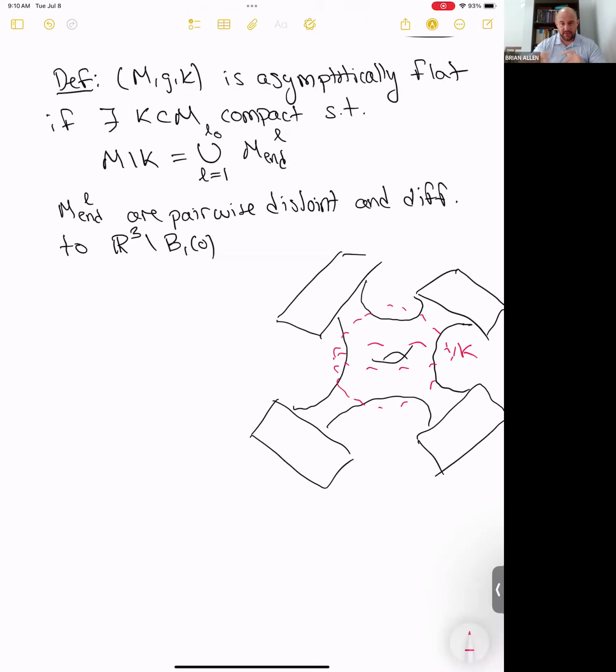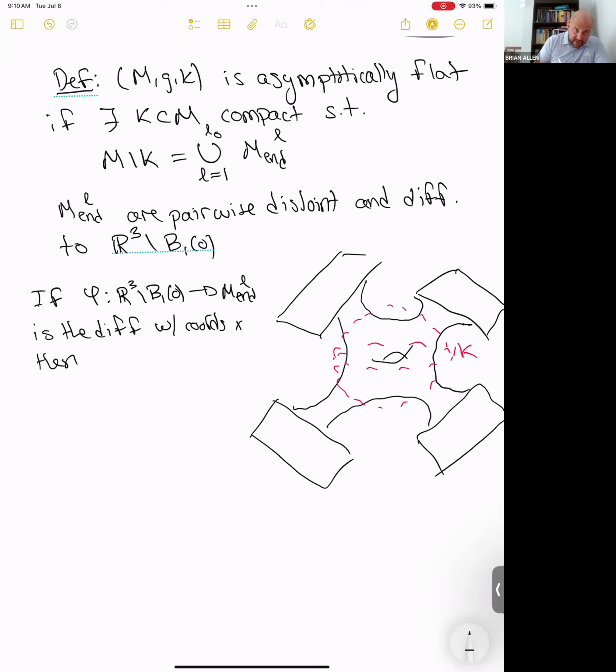And then the next thing you do in any of these kinds of definitions, you have to give a bunch of asymptotic conditions for the end. So let me just remind you of that part. If P is the diffeomorphism from above, from the complement of this ball to an end, with coordinates x, then there's a bunch of asymptotic conditions.